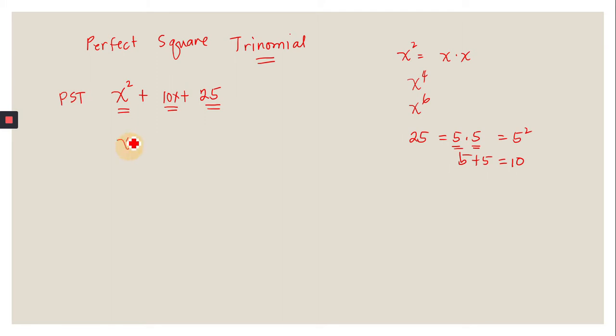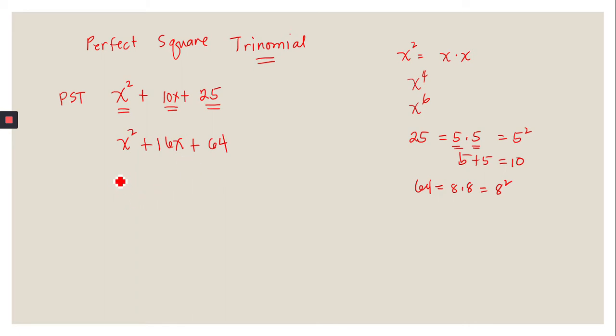Another example is x squared plus, let's say, 16x plus 64, right? So this is x times x is a perfect square, 64 is a perfect square because 64 is 8 times 8, or 8 squared, right? So this is a perfect square. Again, 8 plus 8 is equal to 16.